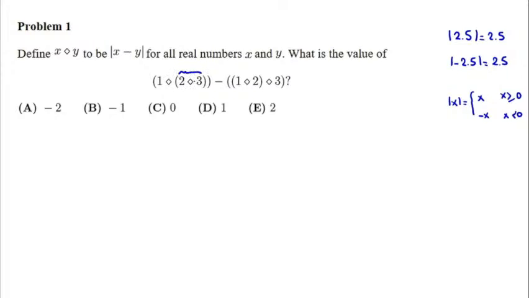Absolute value of 2 minus 3. So 2 minus 3 will be negative 1. Absolute value of that will be positive 1. Now, 1 minus 1 is 0. Absolute value of 0 is 0. 1 minus 2, absolute value of that is 1. 1 minus 3 is negative 2, absolute value of that is 2, negative 2. So it is negative 2, and the answer is A.